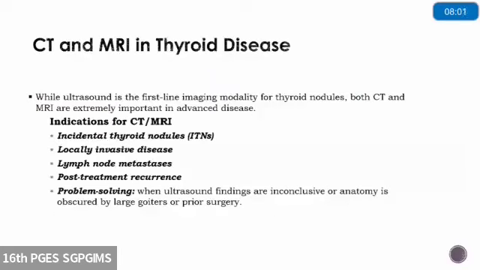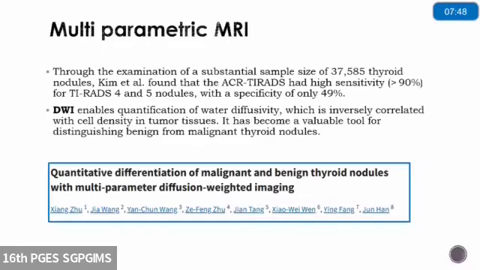So what's new now? We'll talk about that. CT and MRI are done for thyroid diseases to look for incidental nodules, locally invasive diseases, lymph node metastasis, any post-treatment recurrence. And new things are coming up now, like multiparametric MRI. So it was noticed that with the conventional ultrasound TIRADS, they had a lot of unnecessary biopsies, unnecessary FNACs were done because the specificity was only 49%. So new things are coming up now to reduce the rate of unnecessary tissue diagnosis.